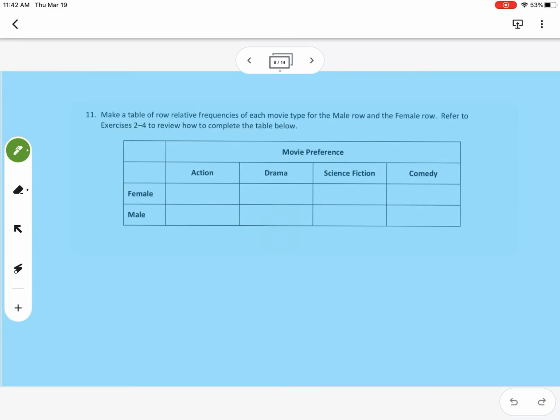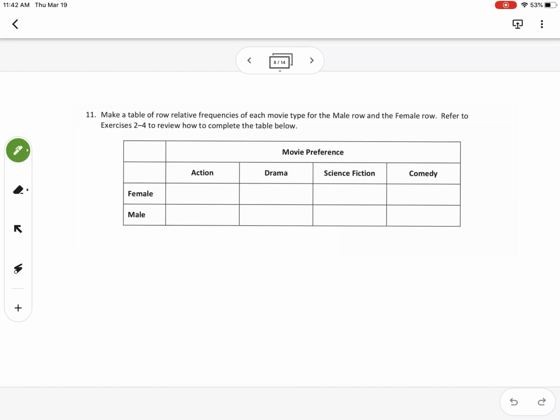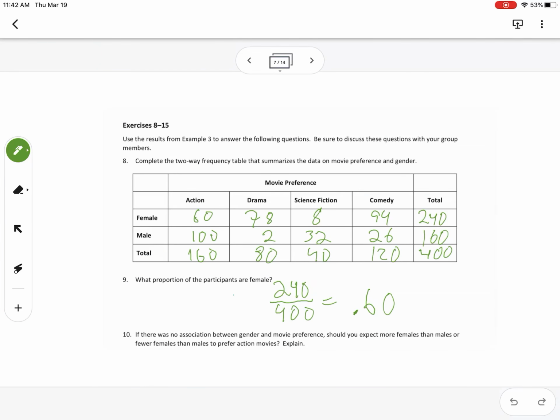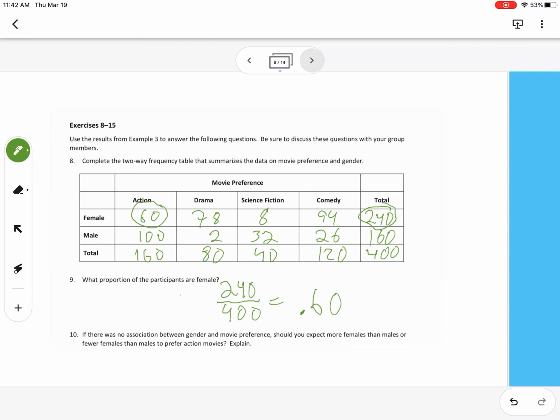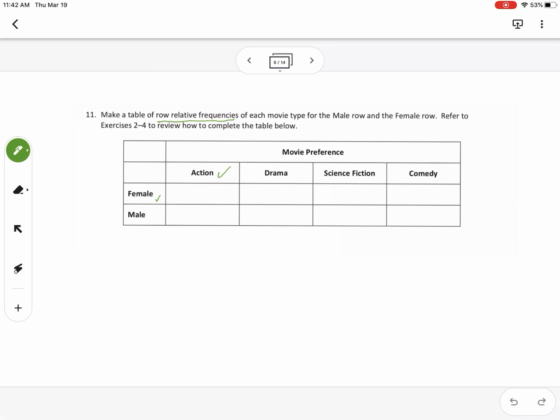All right. For number 11, you were asked to make a row frequency. So think about rows again. I'll do the first one for you as an example, and then we'll go from there. So we'll do female action. All right. So what I need to do if I'm doing row frequency, I go back to this table. I see that there are 60 females that prefer action, and there's 240 total females. So I'm just using the female row. So 60 divided by 240 means 0.25. All right. So hit pause, do the rest of these on your own.